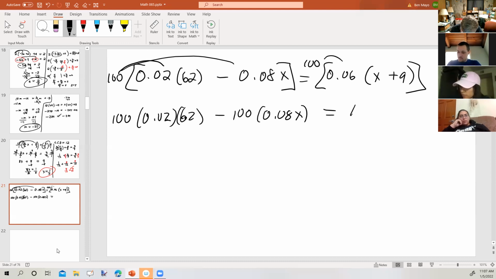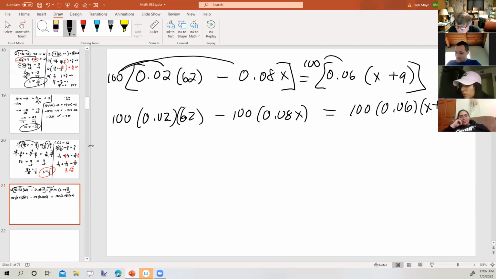And over here, I'm going to have 100 times 0.06 times x plus 9. Okay, so I've distributed the 100 as a multiplier, just like in the previous problem, we multiplied everybody by the least common denominator. Now we're multiplying everybody by a power of 10, so 10 squared or 100, okay?